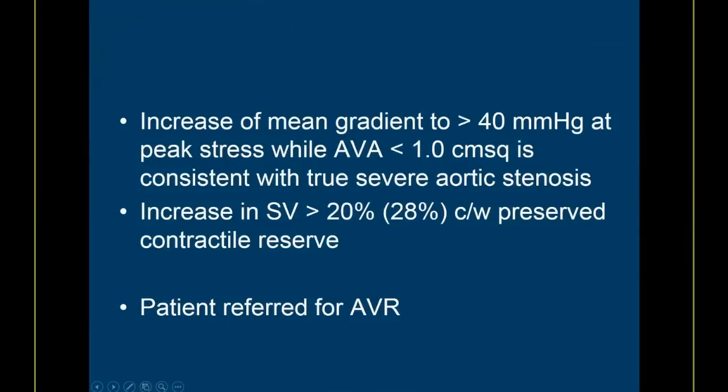So we had an increase of mean gradient to greater than 40 millimeters of mercury at peak stress while your AVA was still less than 1.0 centimeters squared. And that's consistent with true severe aortic stenosis. We also had an increase in stroke volume of greater than 20%. It was actually 28%, consistent with preserved contractile reserve. This patient was subsequently referred for aortic valve replacement.